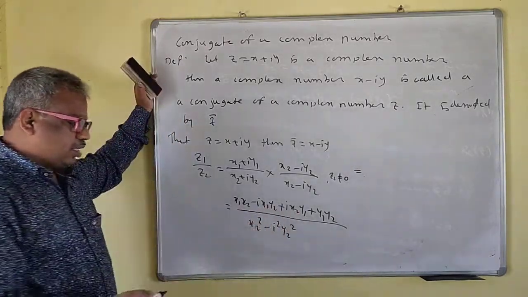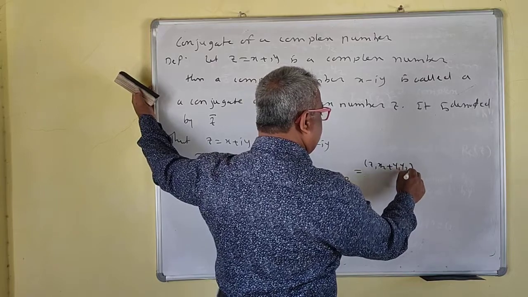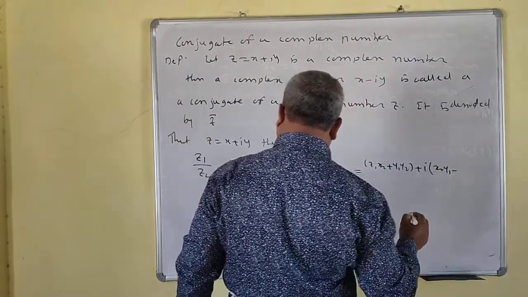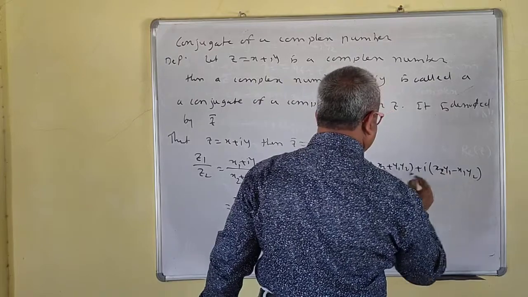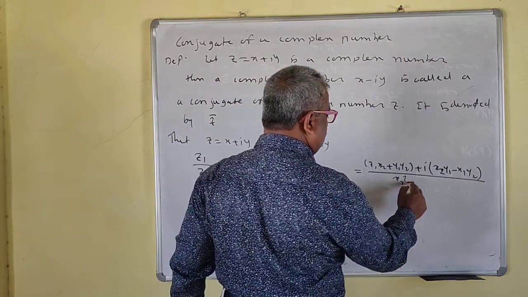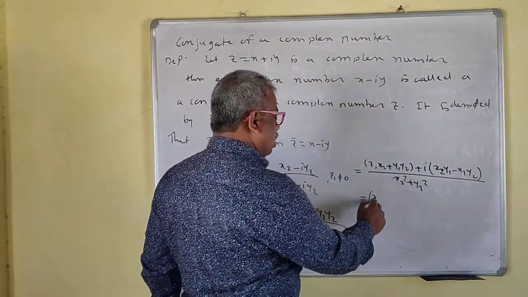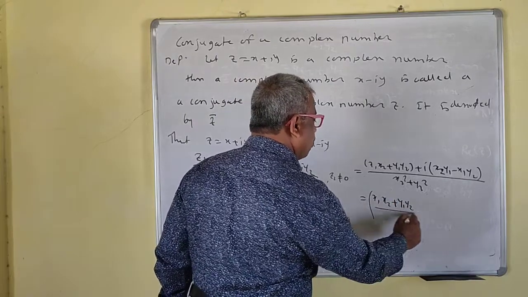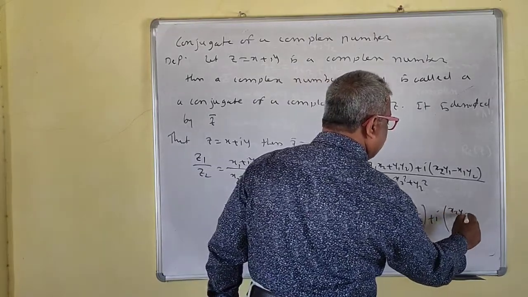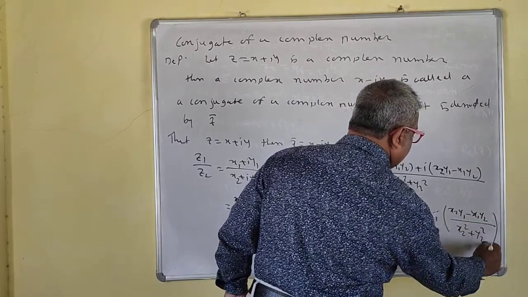Now we'll collect the terms which do not contain i in the numerator. This is x1 x2 plus y1 y2, plus i times, I will write the positive term first, x2 y1 minus x1 y2, upon, since i square is minus 1, x2 square plus y2 square. This is not 0, so I can divide, and write this as x1 x2 plus y1 y2 upon x2 square plus y2 square, plus i times x2 y1 minus x1 y2 upon x2 square plus y2 square.